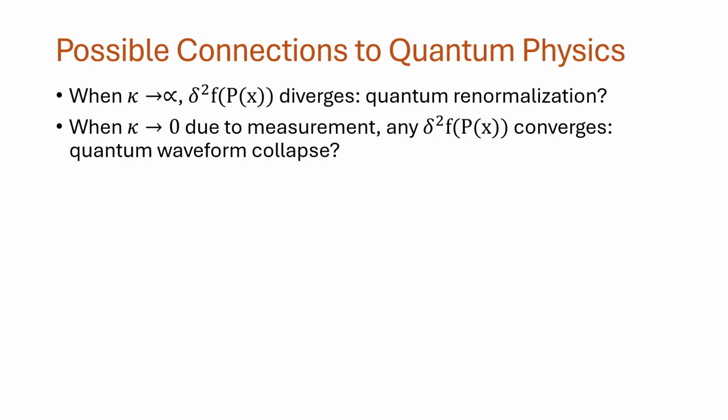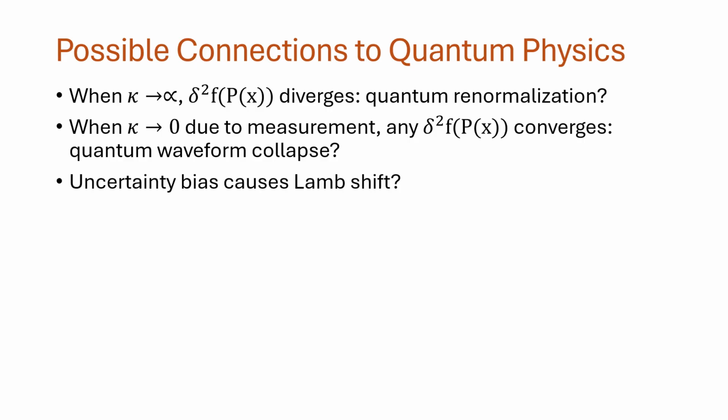In reverse, when kappa goes to 0 due to measurement, any variance of a function with precision input converges. So that could be used to explain quantum waveform collapse, because when the variance diverges, that means it can exist anywhere in the space. But when it becomes limited, that means it can exist in that local area or at that point.